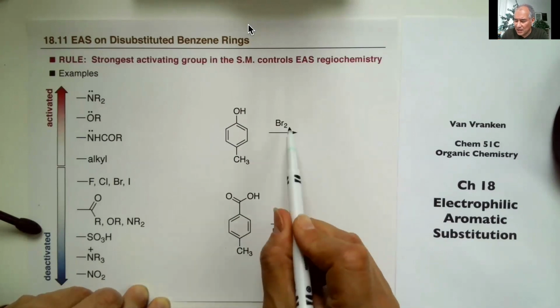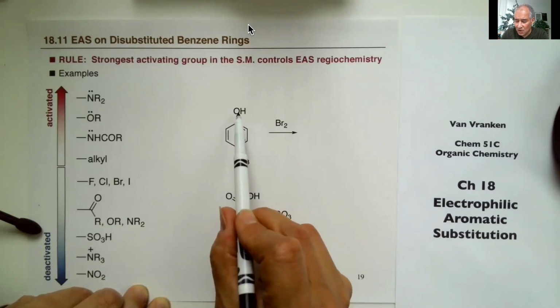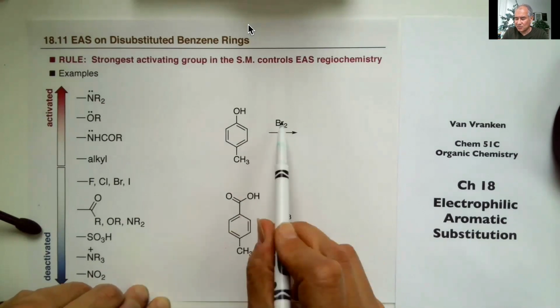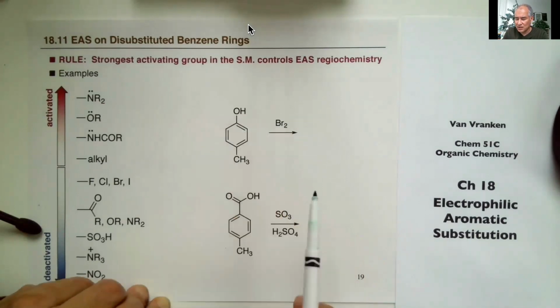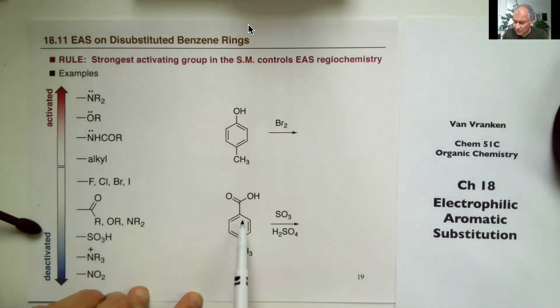So if I do a bromination reaction on this phenol, you may recall that with phenols, you don't have to add FeBr3. You shouldn't be adding that when you brominate phenols, OHs, because they're so activated. Or if we do a sulfonation reaction on this benzoic acid derivative at the bottom, where will that third substituent go? Where will that sulfonic acid residue go?